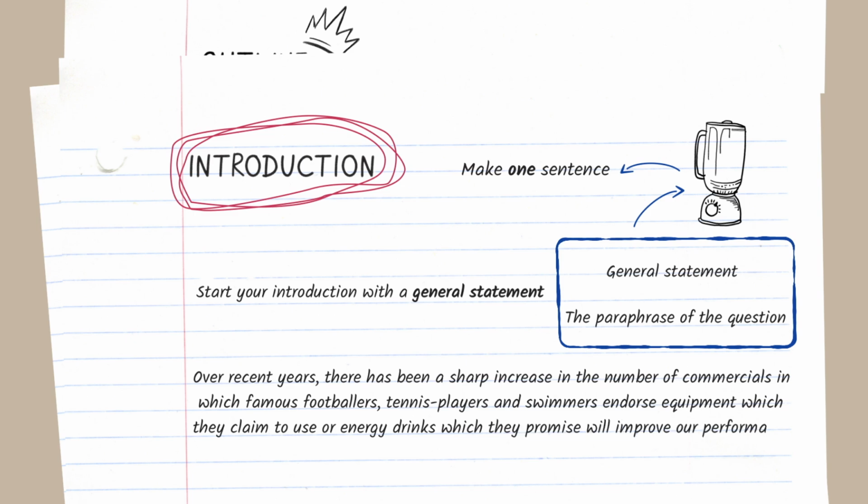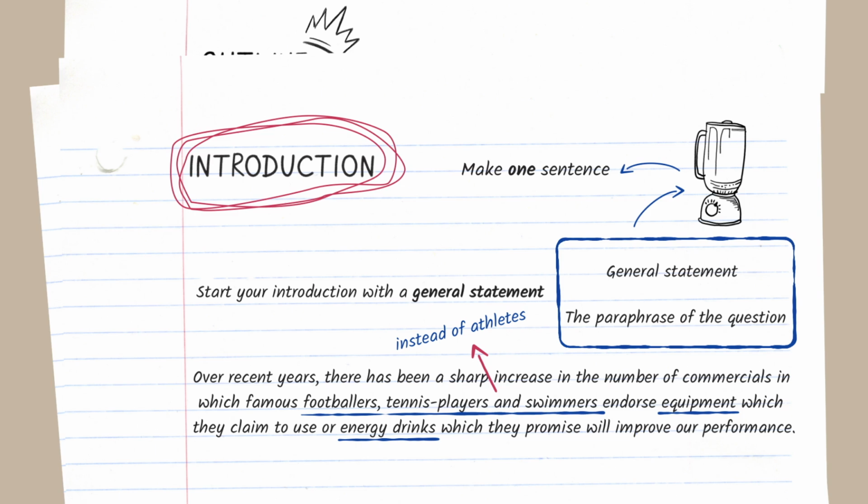It's a very good idea to include some examples. These are some examples that I've included here. For example, footballers, tennis players, swimmers. Instead of athletes, I've used some examples of the athlete itself. All right, and also I've used some examples like energy drinks, all right, or equipment. Now, as you can see, I've combined my general statement and the paraphrase of the question here, all right, into one sentence. So this sentence includes general statement and the paraphrase of the question together.